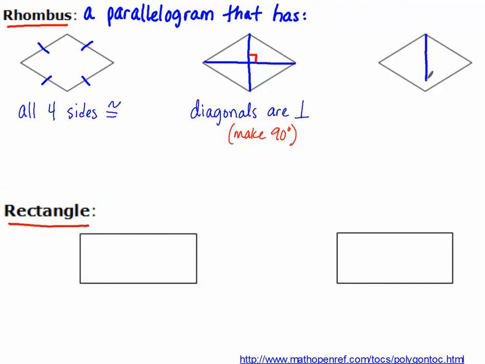Also, pertaining to the diagonals, if I draw them, notice the way they connect to the angles is that they are bisecting the angles. This angle and this angle are congruent to each other. This angle and this angle are congruent to each other. The angles are being bisected by the diagonals. Each diagonal bisects the opposite angles.